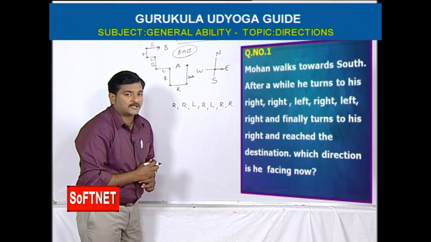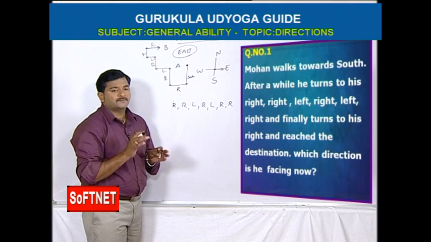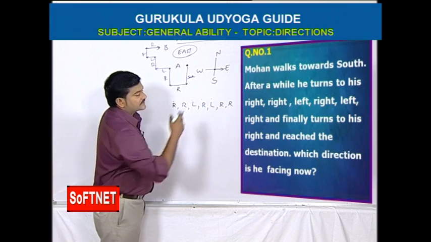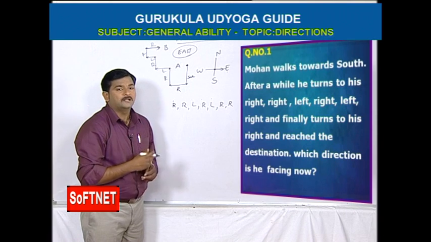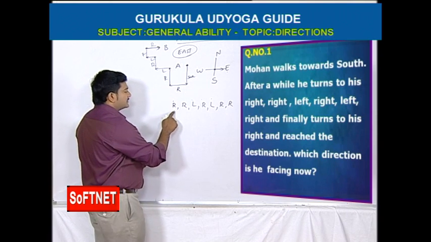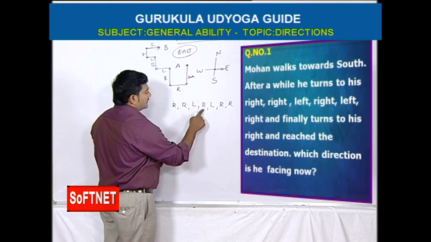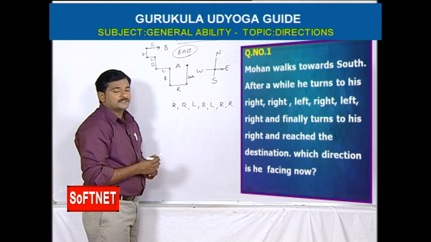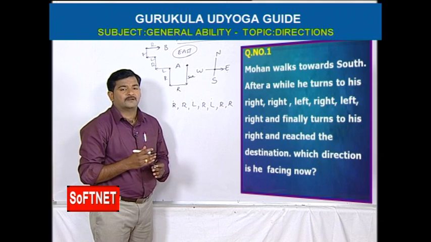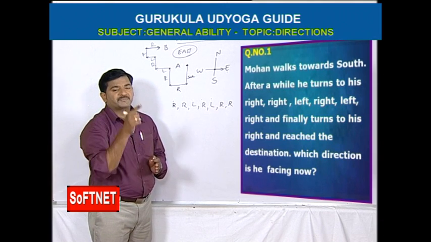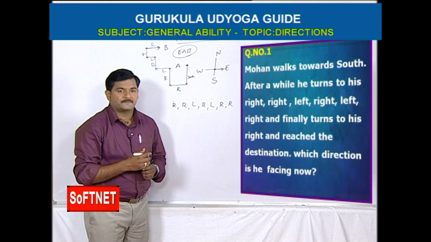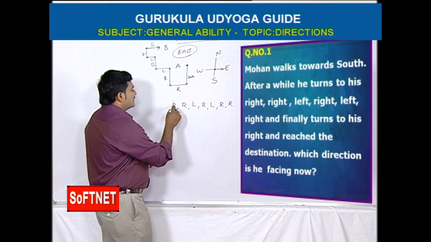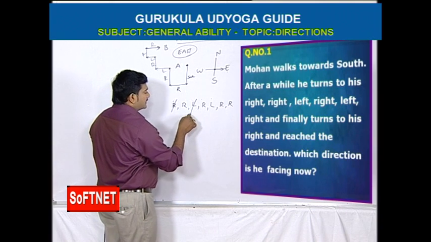According to the shortcut method, what you have to do is simply, in the given question, list out all the rights and all the lefts. So here we have the list: right, right, left, right, left, right, right. Now according to the shortcut formula, you have to cancel one right with one left, or one left with one right. So what does it mean? Here one right is there, and one left.